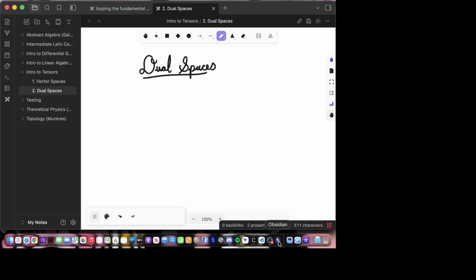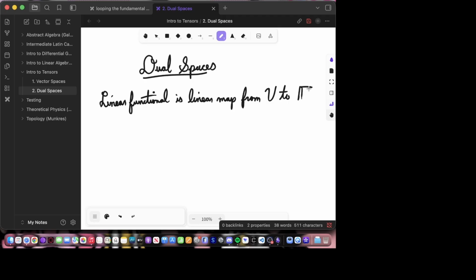Alright, hello everyone. We're going to be talking about dual spaces today. So to understand what a dual space is, we need to first define linear functionals. A linear functional is simply a linear map from a vector space to scalars.